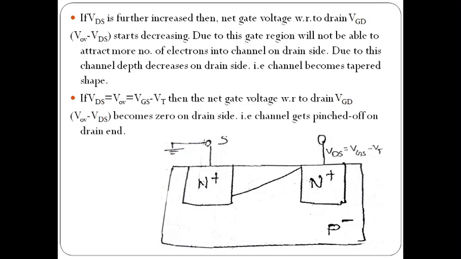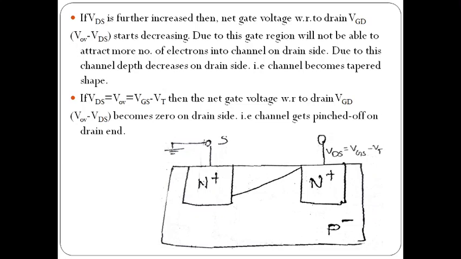When you are increasing the VDS value, then gate to drain voltage decreases. Why? Because gate to drain voltage is equal to overdrive voltage minus VDS. So when VDS increases, gate to drain voltage decreases. So when gate to drain voltage decreases, then what happens? At the drain side, it cannot attract more electrons into the channel.